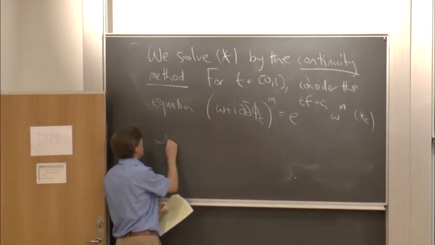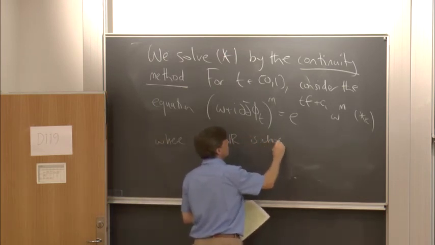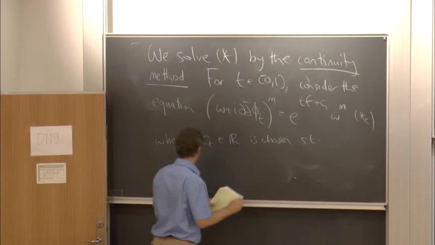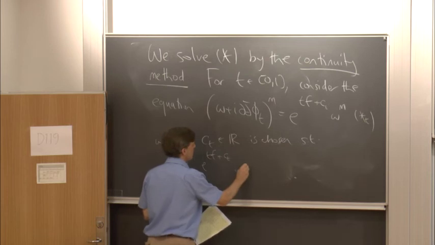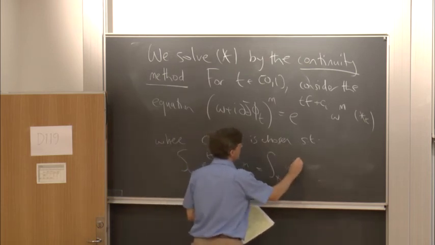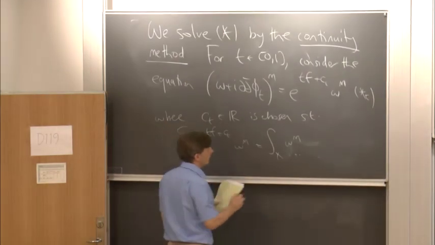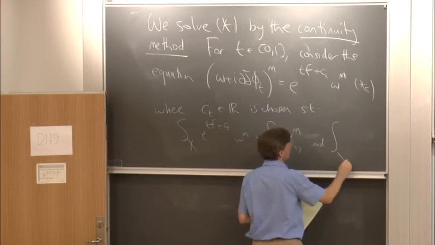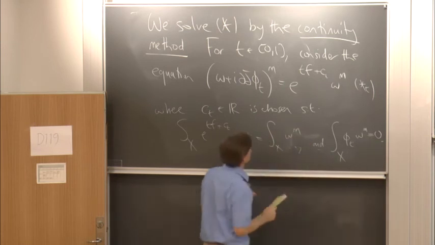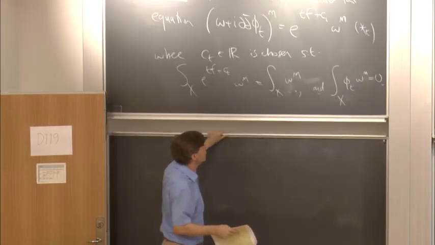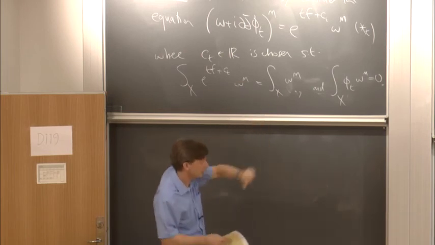Where C_t in the reals is chosen such that the integral over X of (e to the t times f plus C_t) omega to the m is the integral over X of omega to the m. Again, that's a necessary condition for this to have a solution. And let's say we also want the integral over X of phi_t times omega to the m to be 0. So that's a one-parameter family of problems where at t equals 1, you'll get C_1 is 0, and this reduces to star.